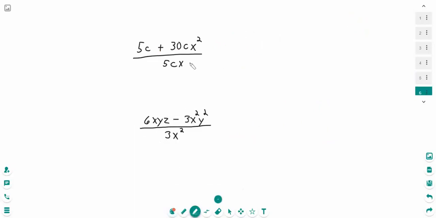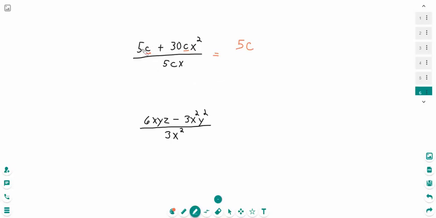All right, so again, finding the greatest common factor in the numerator is where we will start. And for the numbers, we have a 5 and a 30. Greatest common factor will be a 5. And then for the letters, we have a c here. And this one actually does have a c over in the other term. So it is a common factor. And they're both to the first power. So we have c to the 1.